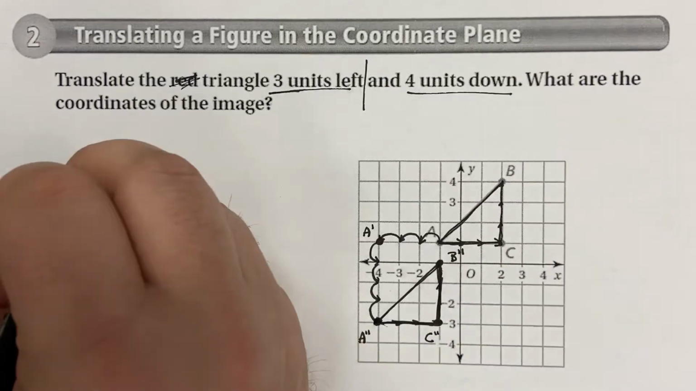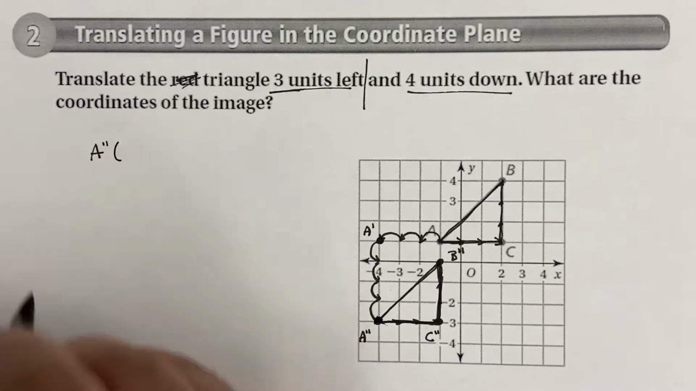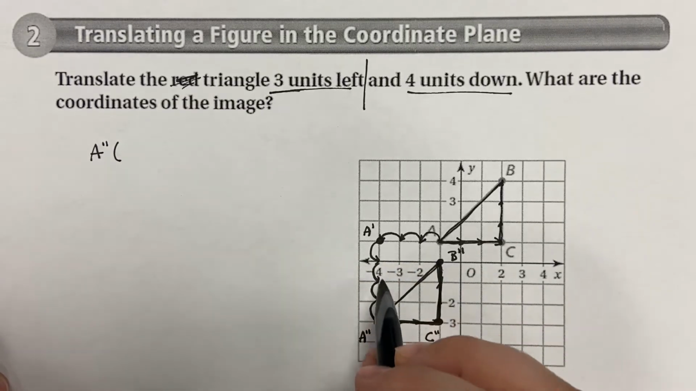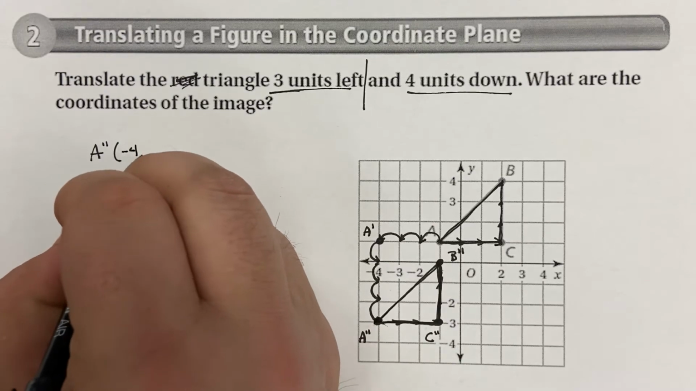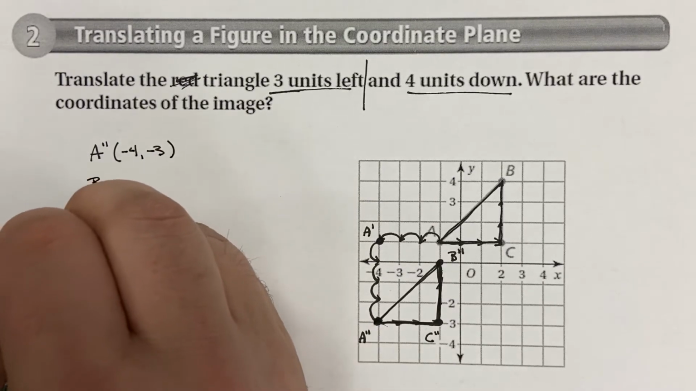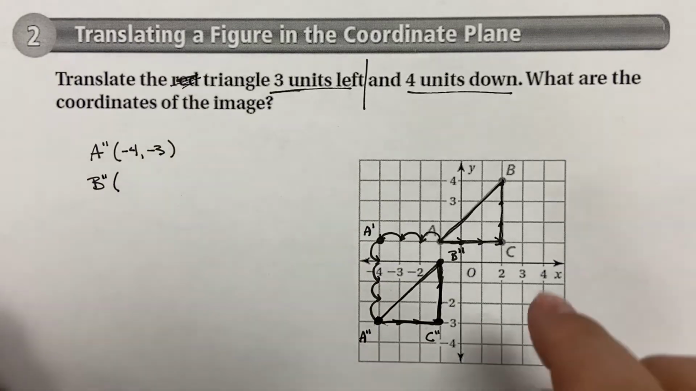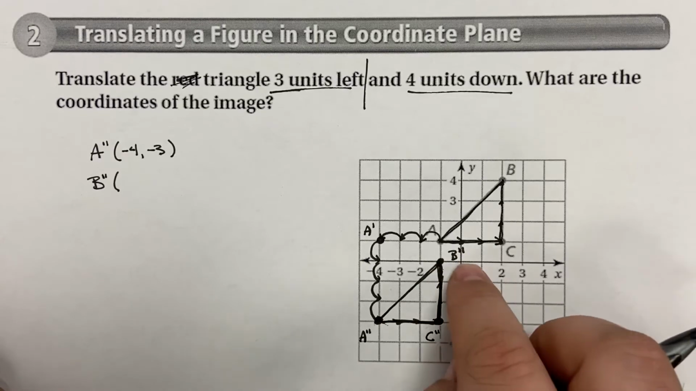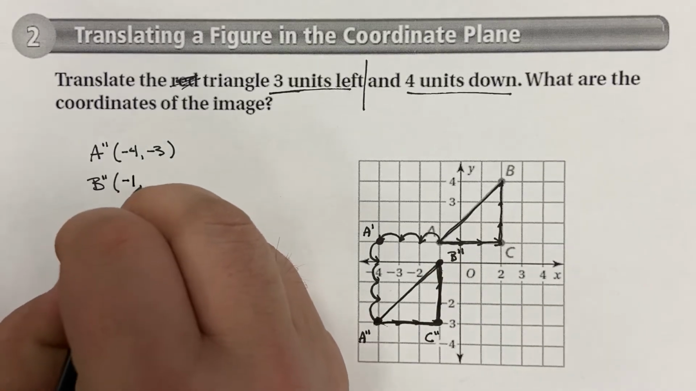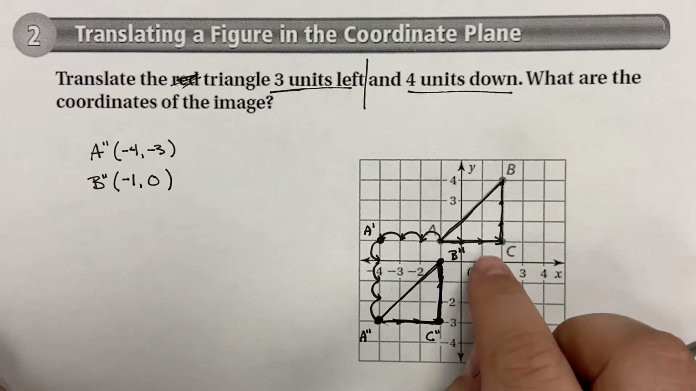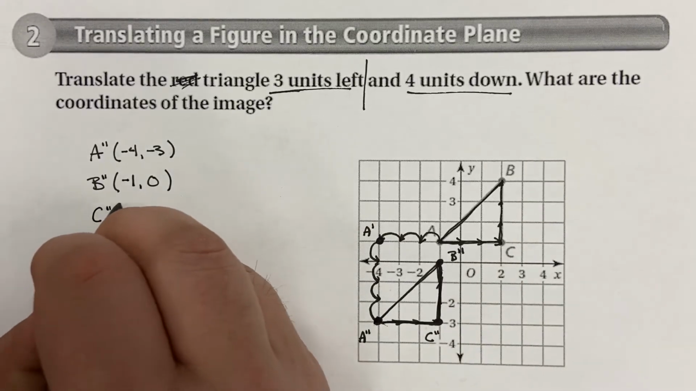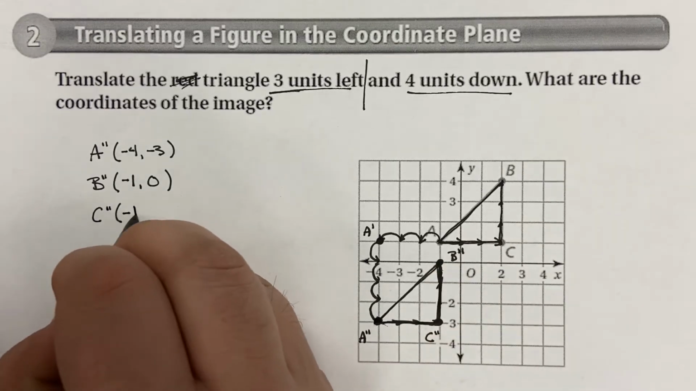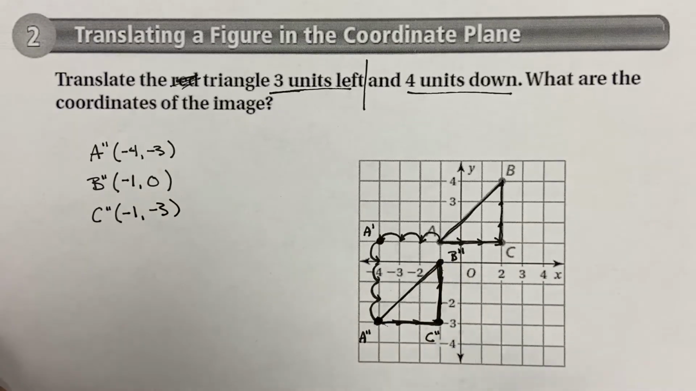Now I can say the image of A ended at -4, -3. The image of B, we'll just say the second image, after the second movement, second image of B is at -1, 0. And then the second image of C is at -1, -3. And there's our answer.